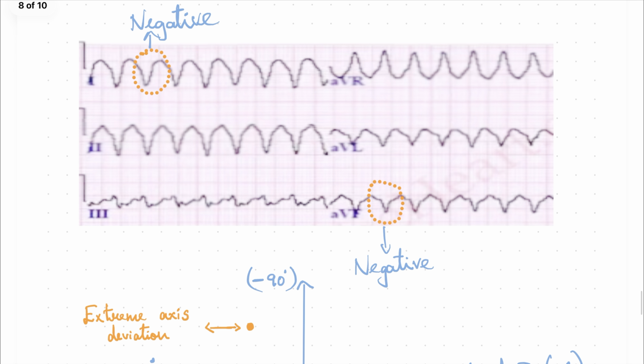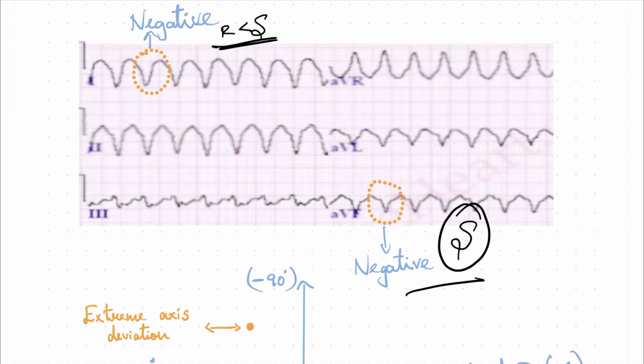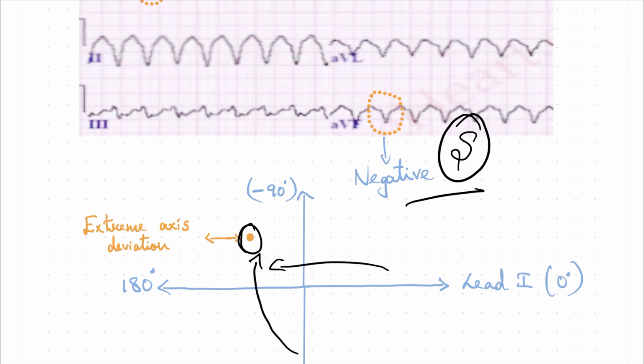Coming to the last one. Here you can see that it's negative. So you cannot see R wave. So you have a large S wave, and here also you have a large S wave. So both are negative. So lead 1 is also negative. AVF is also negative. So your point lies in here, which is an extreme axis deviation.